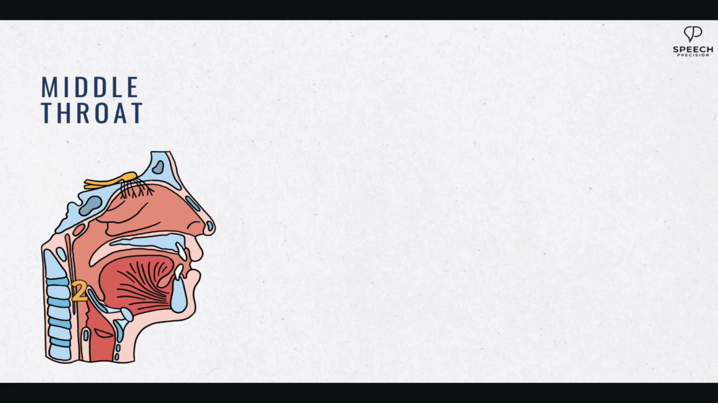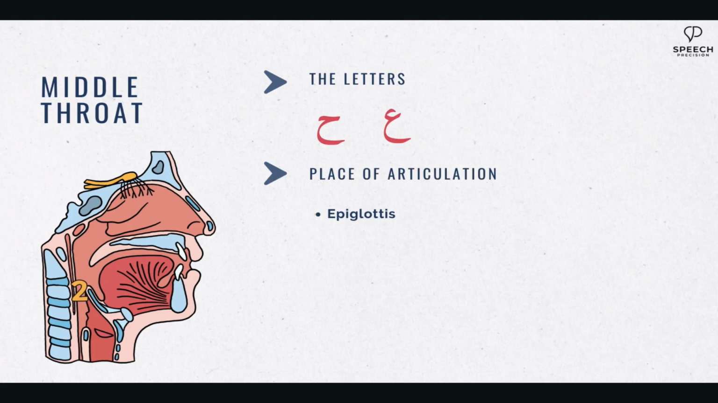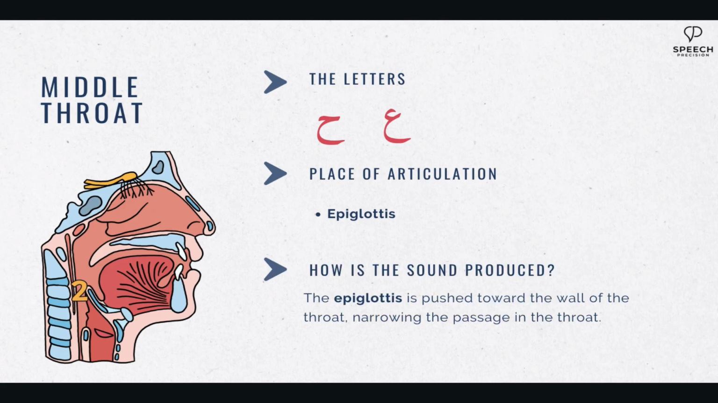The middle part of the throat. So the letters that come from the middle of the throat are ayn and ha. And the middle of the throat is right at the level of the epiglottis. So the epiglottis is this flap right here that can be pushed back towards the wall of the throat. A primary function of the epiglottis is actually to protect our airway during swallowing. So the epiglottis will go down, blocking the airway so that food and water doesn't go down the wrong way. But in Arabic, we use this part of the throat to produce the ayn and the ha. So when we're producing the ayn and the ha, the epiglottis gets pushed toward the wall of the throat, which narrows the passage in the throat.